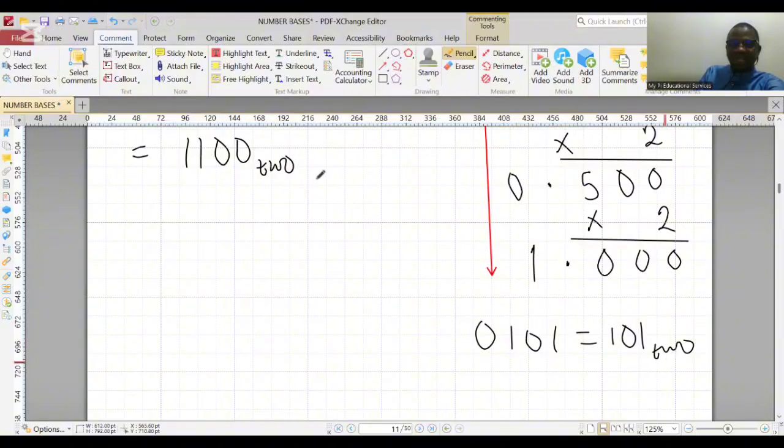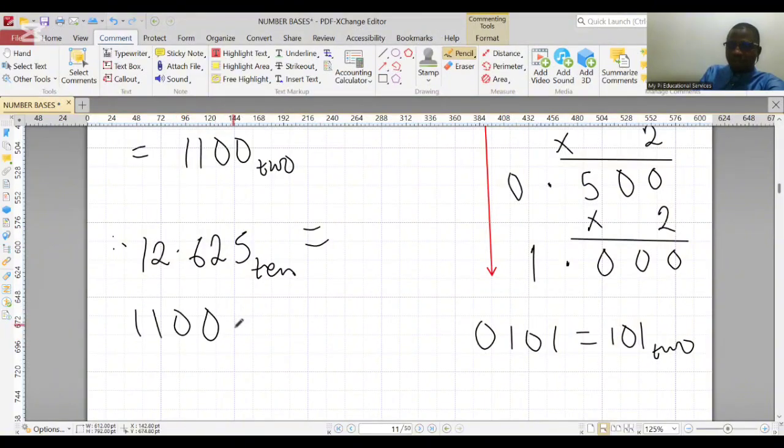Now, combining this and this whole part, we now have, therefore, 12.625 base 10 will give us 1100 point 101 base 2. So it's as easy as that.